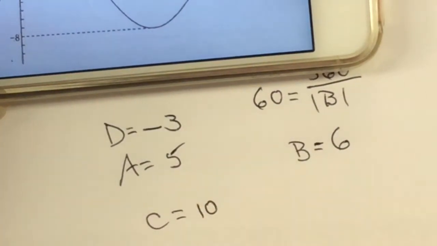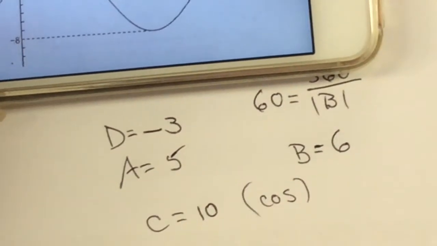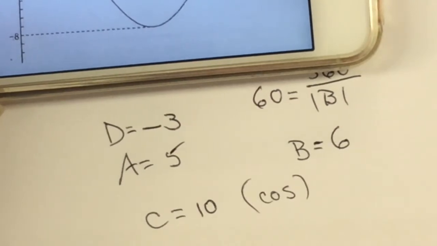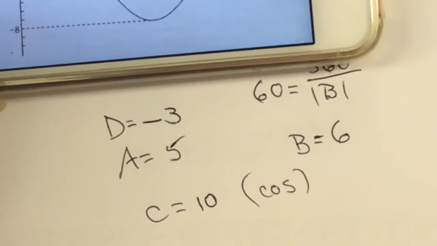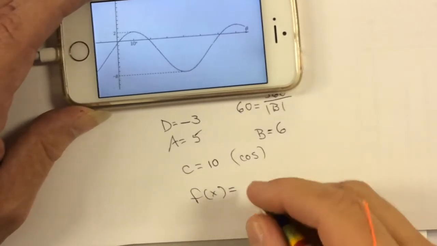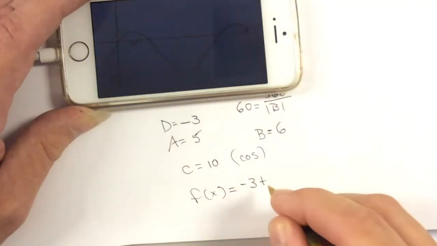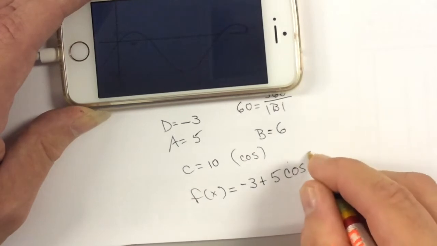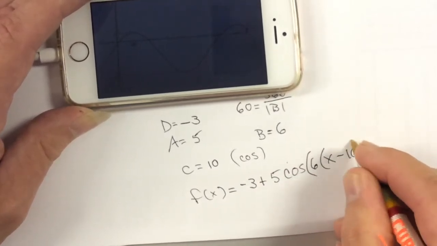Okay, so we'll make that 10, and we'll make the point of having it be a cosine curve. Does it say in the question that they want a sine equation? They say cosine. Oh, how convenient. So then f of x equals -3 plus 5 times cosine 6 times x minus 10.